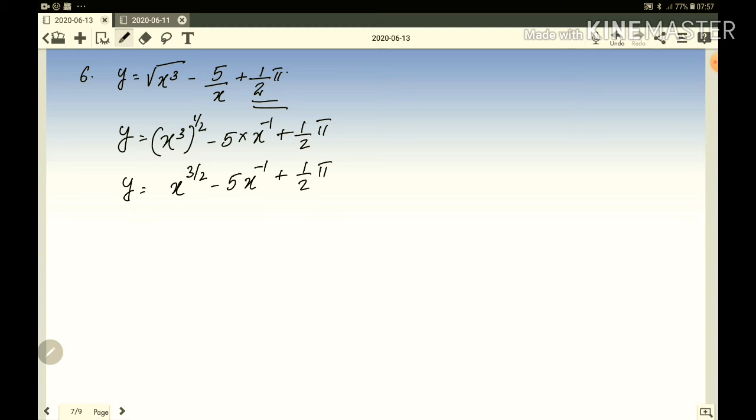Now differentiate, just differentiate. y becomes dy by dx, which is going to be 3 by 2 x to the power 3 by 2 minus 1, minus 5 times minus 1 x to the power minus 1, plus this is going to be 0. So we are done with differentiation. Now arrange it.